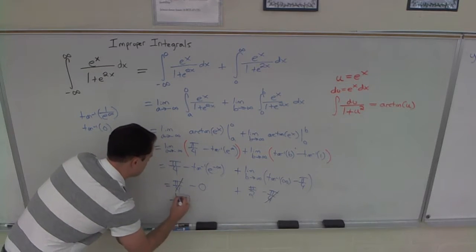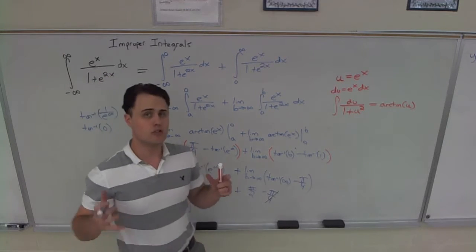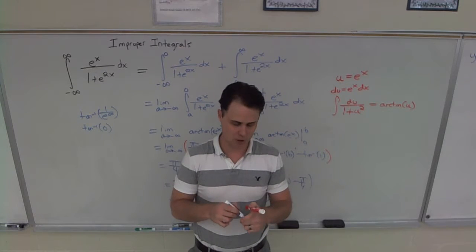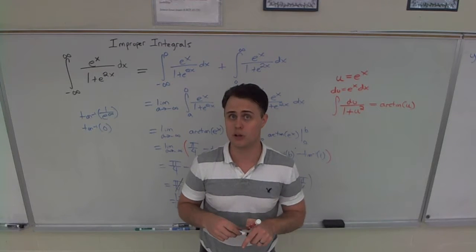This limit converges to pi over 2. The area under that curve from all the way that way to all the way that way, the area that stacks up, is actually equal to a finite number, pi over 2.